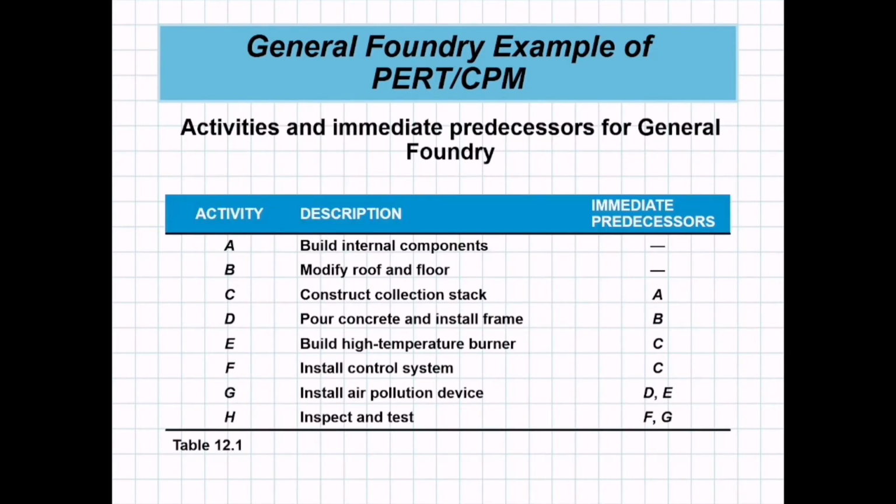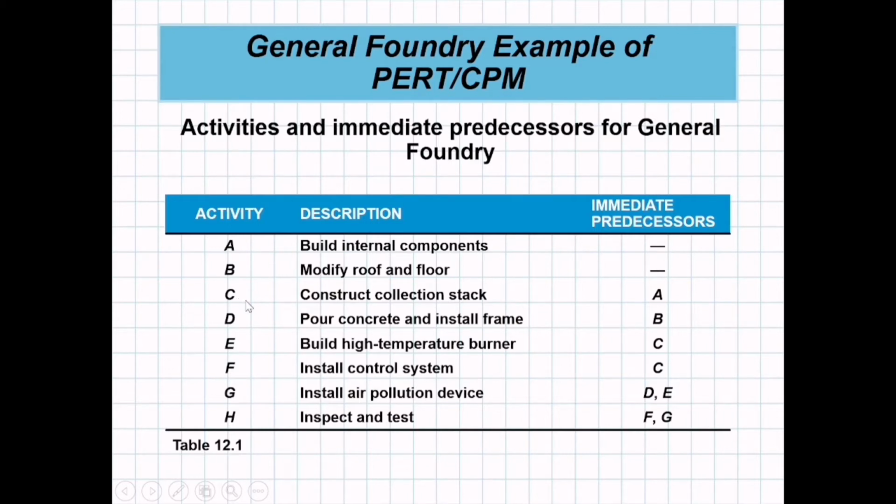So these are the activities and immediate predecessors of General Foundry Incorporated. We have here in the first column the activity, second the description, and the third the immediate predecessor. Activity A is build internal components. Activity B, modify roof and floor. If you observe, there are no immediate predecessors for activity A and B. Activity C, construct collection stack. We have here immediate predecessor activity A for activity C.